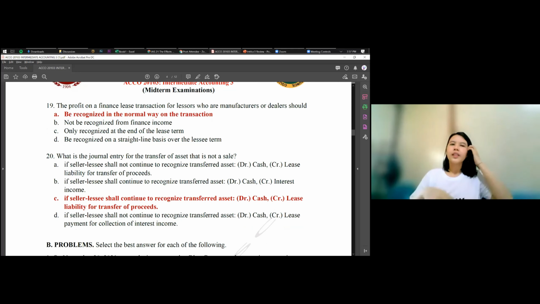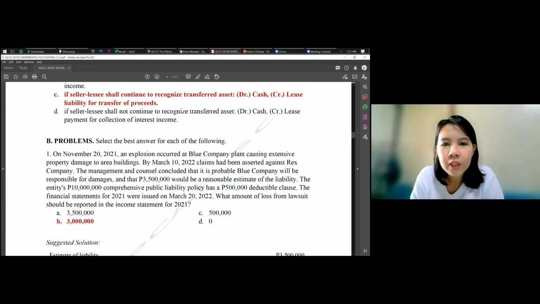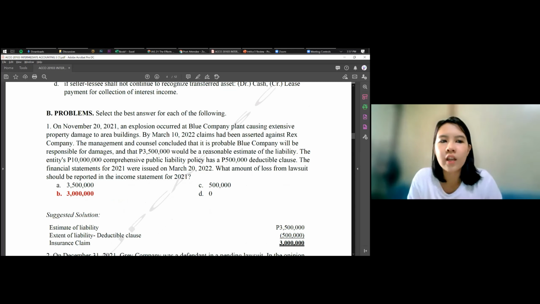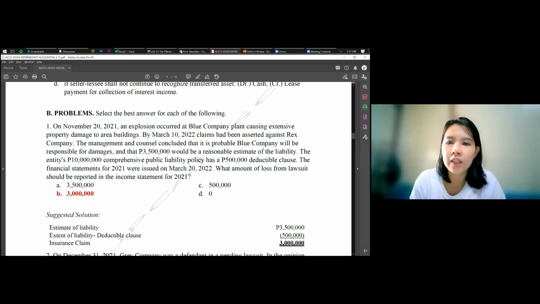So, sige. Ang sabi dito, noong November 20, merong explosion, okay, sa Blue Company plant. Nag-cause yun ng extensive property damage. So, by March 10, 2022, claims had been asserted against Rex Company. Okay? So, yung management and council ay nag-conclude na probable na maging responsible si Blue Company for damages. That's for around 3.5 million. Yun yung maging reasonable estimate ng liability.